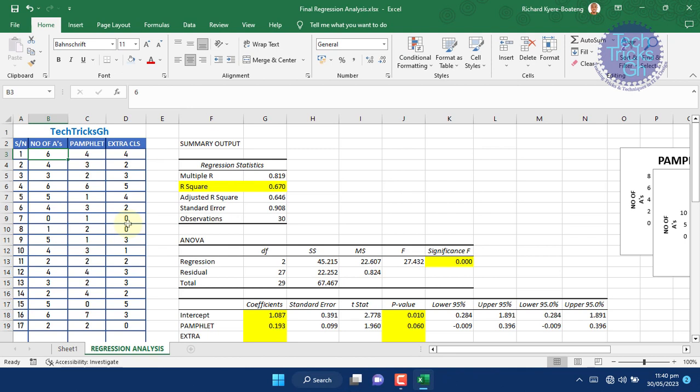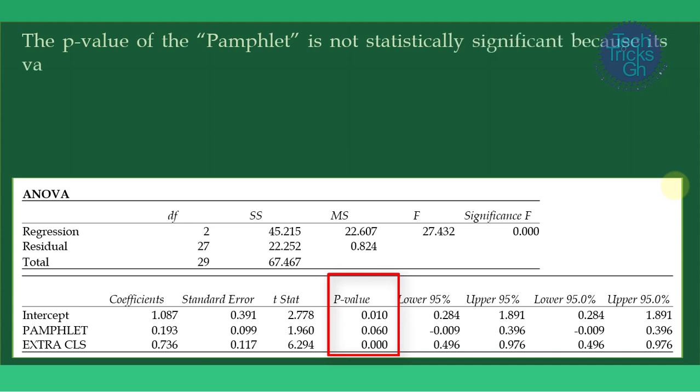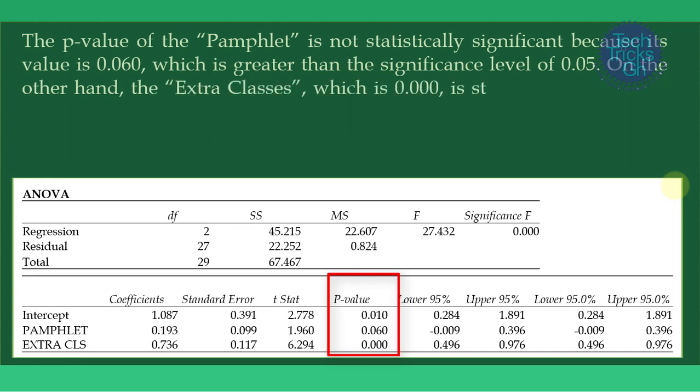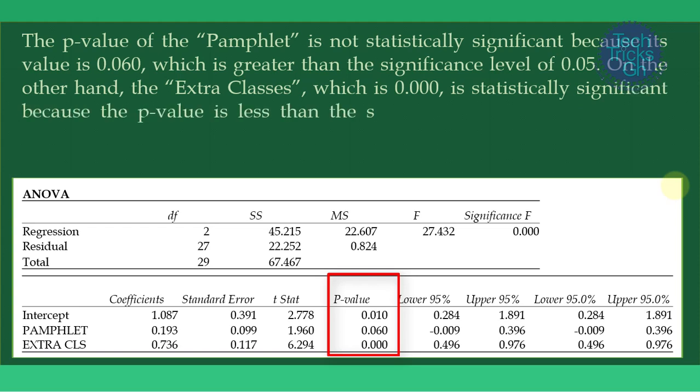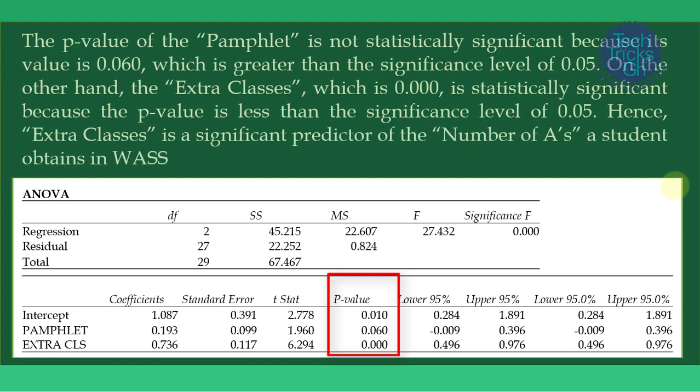Let's look at the p-value and explain few things one needs to know. The p-value of the pamphlet is not statistically significant because its value is 0.060, which is greater than the significance level of 0.05. On the other hand, the extra classes, which is 0.000, is statistically significant because the p-value is less than the significance level of 0.05. Hence, the extra classes is a significant predictor of the number of A's a student obtains in WASSCE.